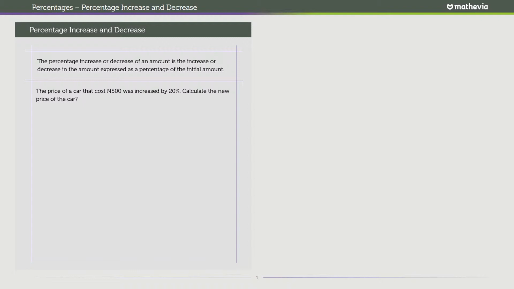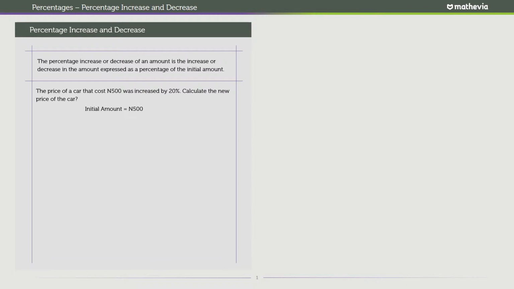We have the price of a car that costs 500 naira, which was increased by 20%. We increase the price of this car by 20%. Calculate the new price of the car. The first thing we need to do is find out exactly what 20% of 500 naira is, and then we add that value to 500 naira. This time the price of the car was increased, so we add the increment to 500 naira to give us the new price of the car.